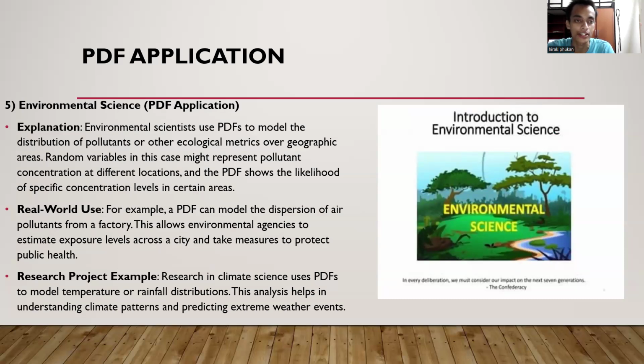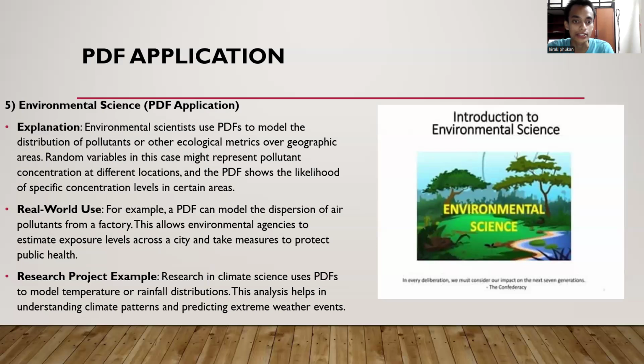metrics over geographic areas. So, random variables in this case might represent pollutant concentration at different locations, and the probability density function shows the likelihood of specific concentration levels in certain areas. Some real world use case. For example, a probability density function can model the dispersion of air pollutants from a factory. This allows environmental agencies to estimate exposure levels across a city and take measures to protect public health.